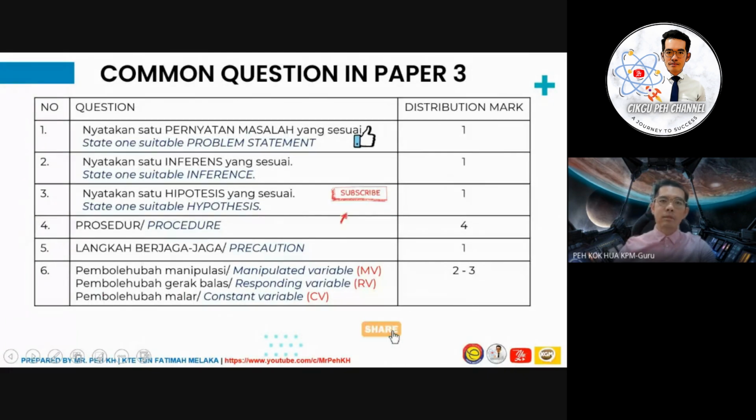Okay, so here will be the common question in Paper 3, which I already went through with you all in a previous video. Normally, this type of question tests students on the science process skills. All the science process skill questions are quite similar to the science report you already did together with your teacher during the compulsory experiment. First, you need to state a suitable problem statement. Then a suitable inference, a suitable hypothesis, procedure, precaution, and also the variables. So this is the normal distribution of marks for this type of question.